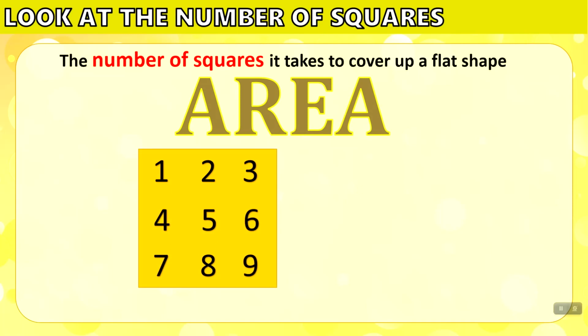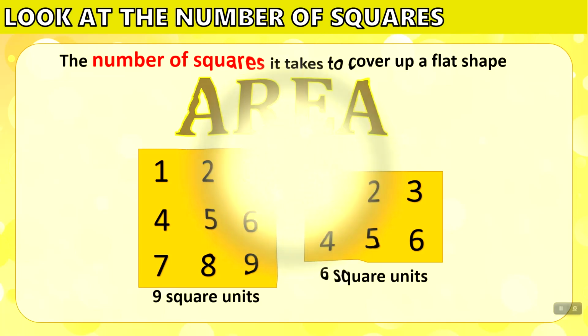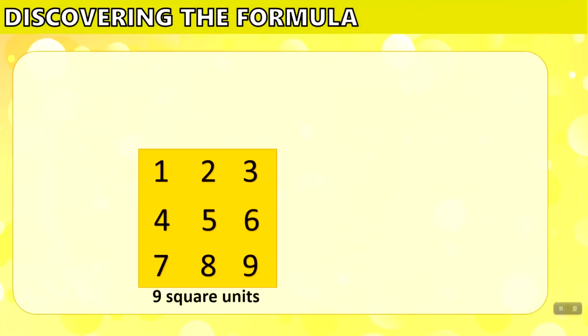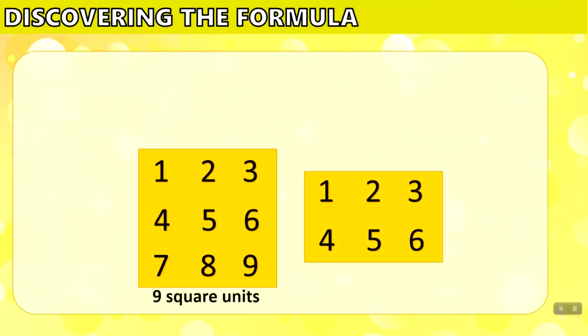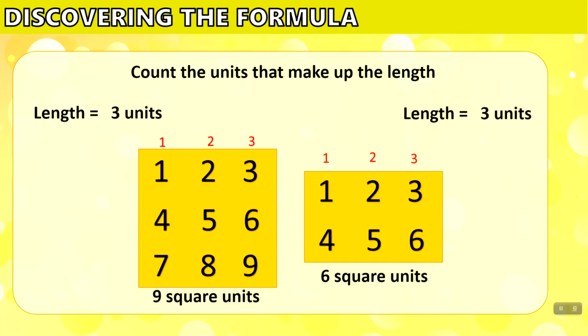In this square, there were 9 square units. In this rectangle, there were 6 square units. So let's take a look at this square again. It took 9 square units to cover it up, and in this rectangle, it took 6 square units to cover it up. If we count the units that make up the length in both of these shapes, we will see that the length in the first shape is 1, 2, 3 units. And the length in the second shape is 1, 2, 3 units.